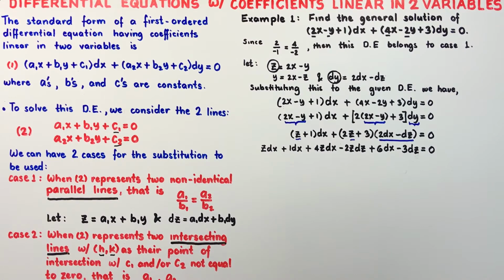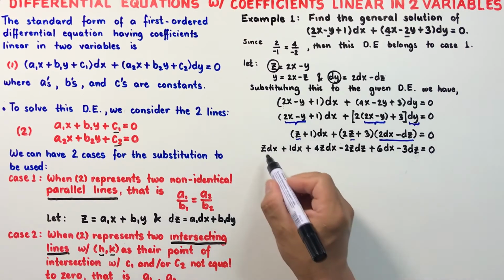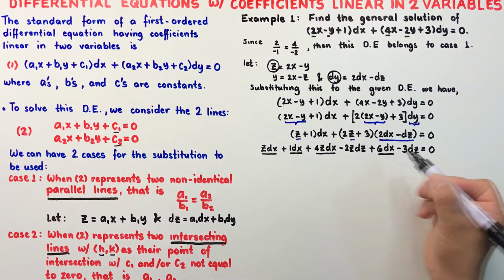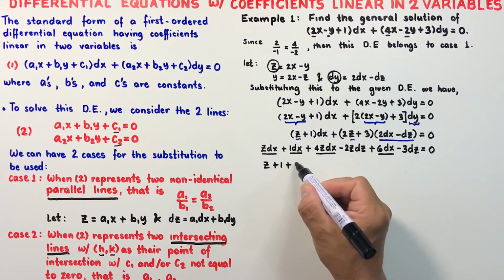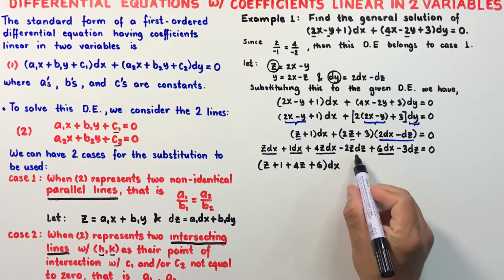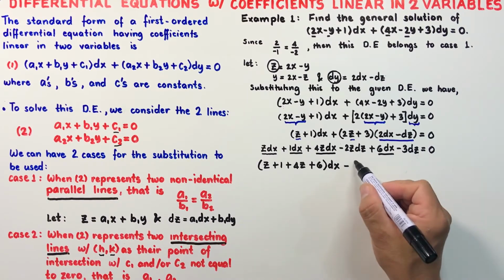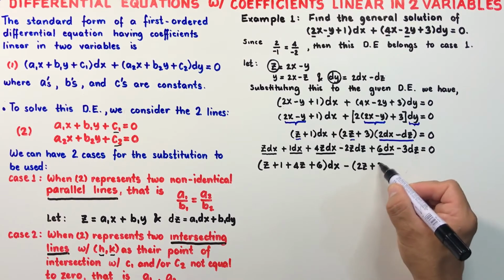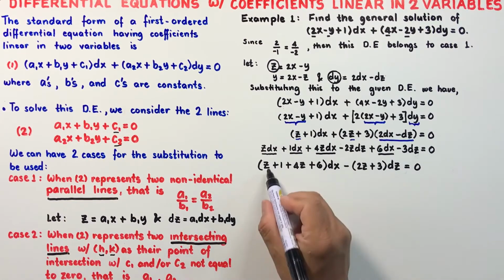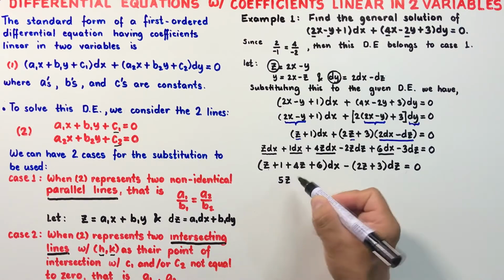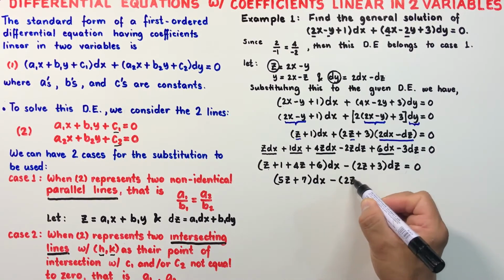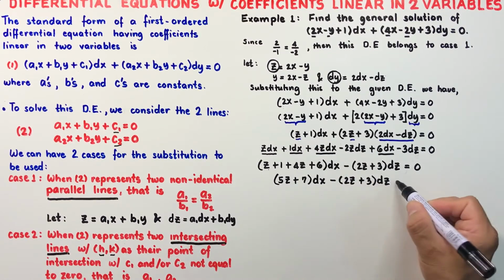So, grouping all the terms having the same coefficients of dx, we have this term, and also this term, and this term here. So we have the quantity z plus 1 plus 4z plus 6 multiplied by dx. And the remaining terms, we have minus the quantity of 2z plus 3 multiplied by dz, which is equated to 0. And then combining similar terms here, we have 5z plus 7 times dx. And this will be subtracted by the quantity 2z plus 3 multiplied by dz here.